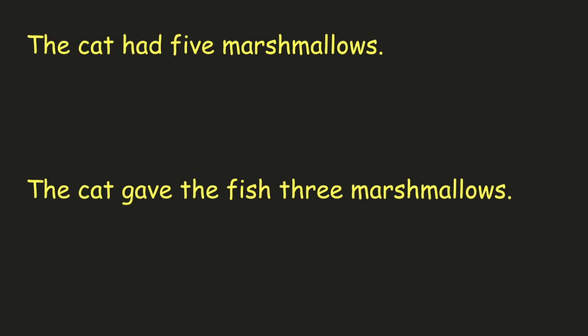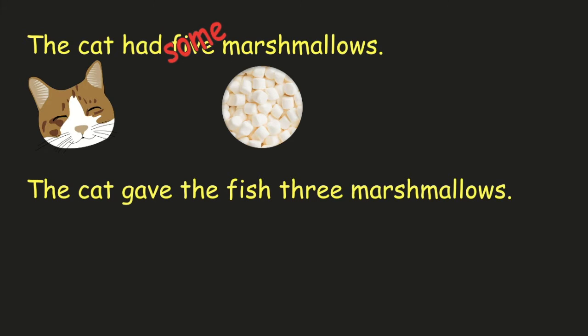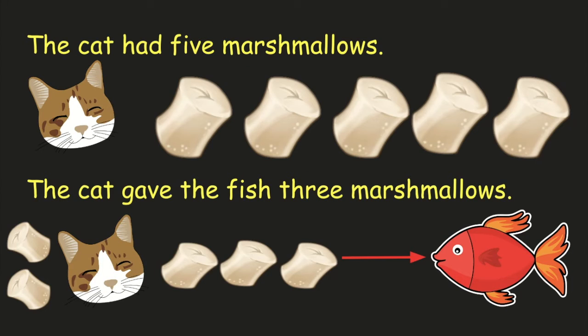For example, in this word problem, instead of saying the cat had 5 marshmallows, start by having your child act out the sentence, the cat had some marshmallows. Next, instead of saying the cat gave the fish 3 marshmallows, say the cat gave the fish some marshmallows. If your child was able to act out each of these parts successfully on their own, go ahead and try the story problem again, but this time with numbers.